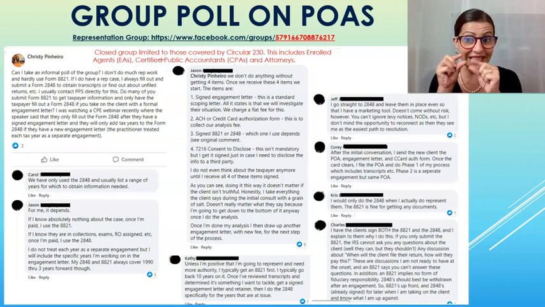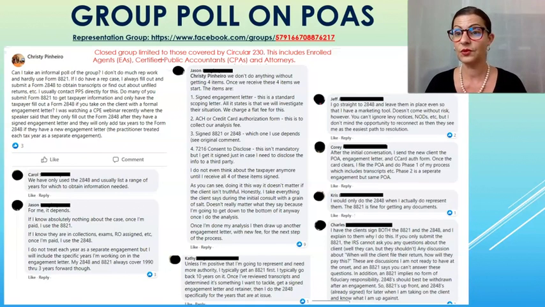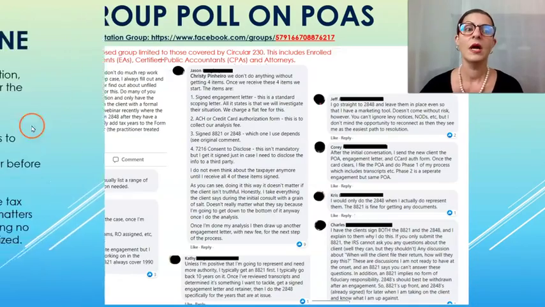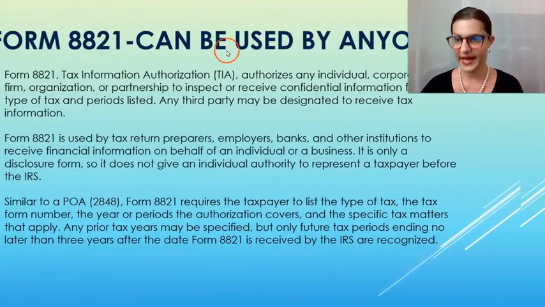There are very limited exceptions to that rule, which we will discuss. But in general, in order to use the 2848 and represent a taxpayer or a business before the IRS, you have to be an enrolled practitioner, which means you have to be an enrolled agent, a certified public accountant, or an attorney. Okay? Now, the Form 8821 can be used by anyone.